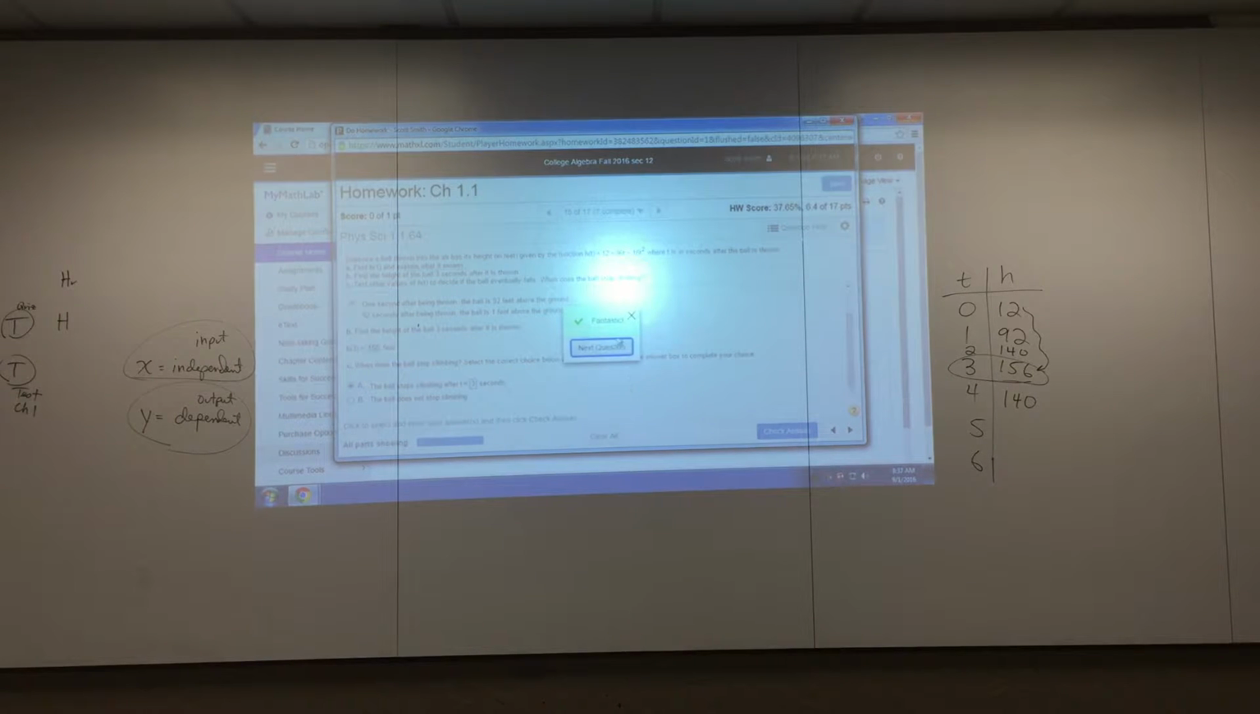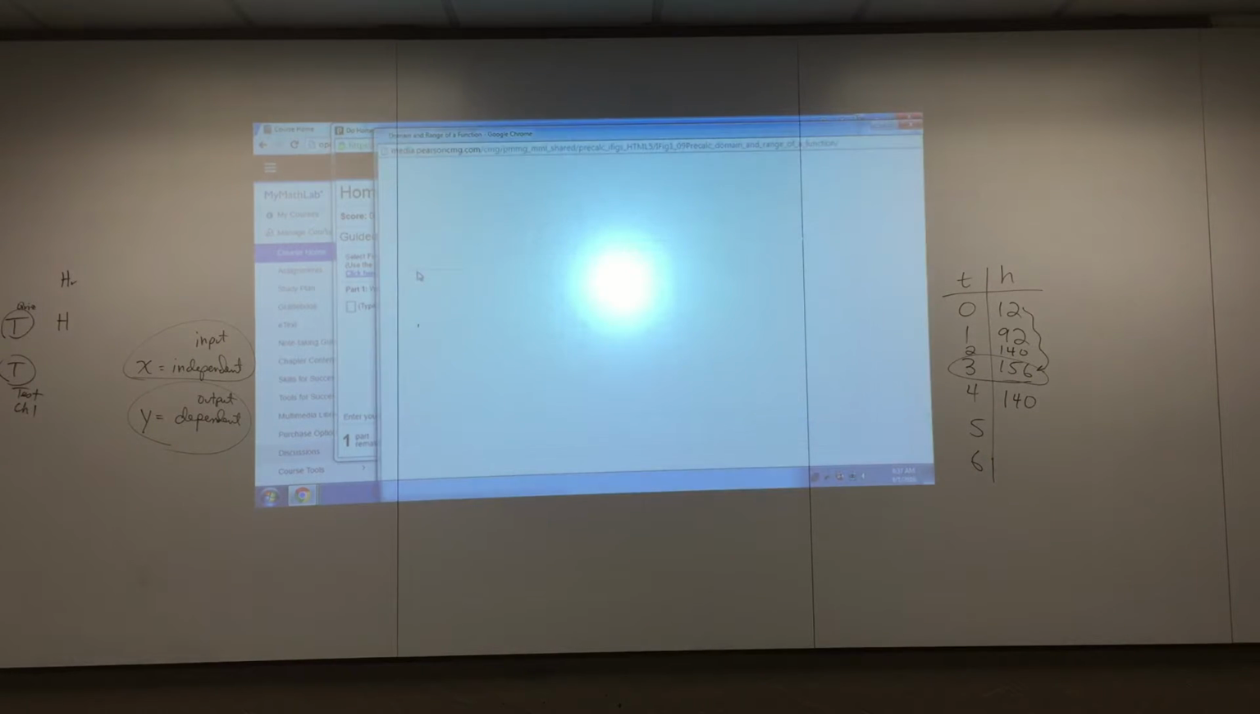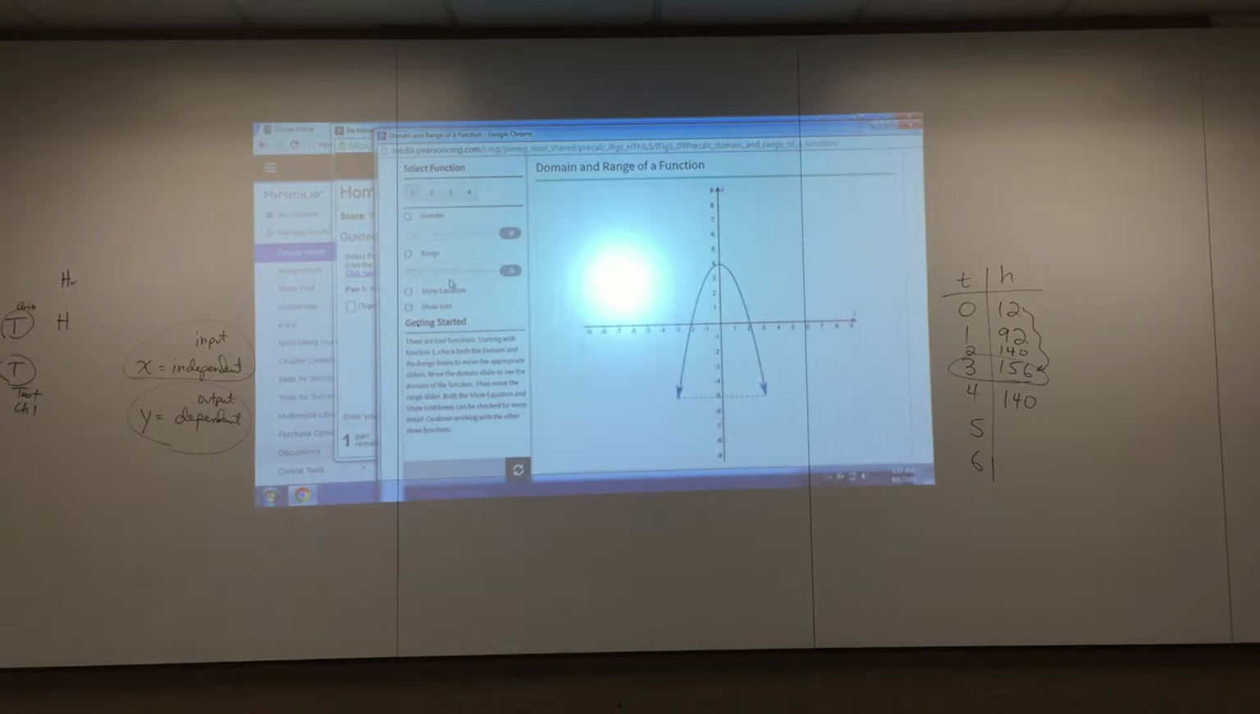That was kind of a weird problem. I mean, I haven't really taught you that, so you were just supposed to investigate that function and see what you could come up with. There's this interactive stuff. What is this? You launch this interactive figure.